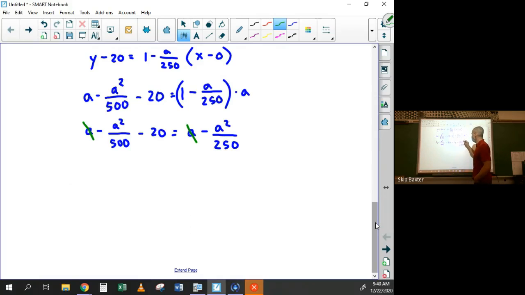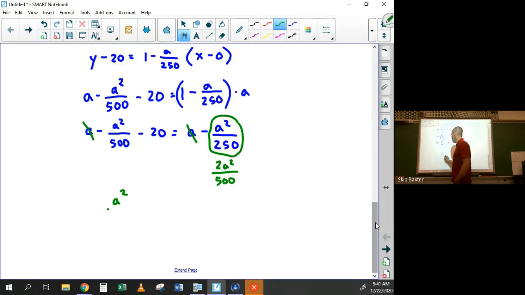And this term right here is really 2a squared over 500. So if you add that to both sides, you get a squared over 500, because it's negative a squared over 500 plus 2a squared over 500. So they simplify, equals 20. So a squared equals 10,000. And a is 100.